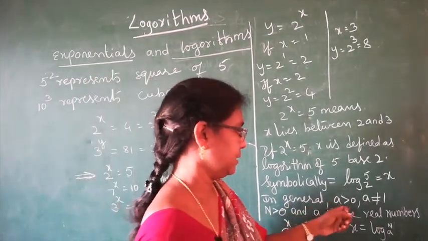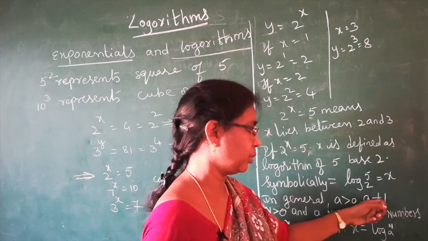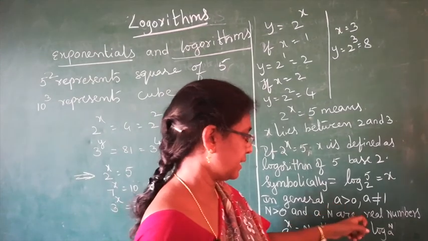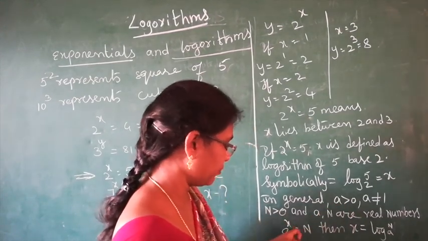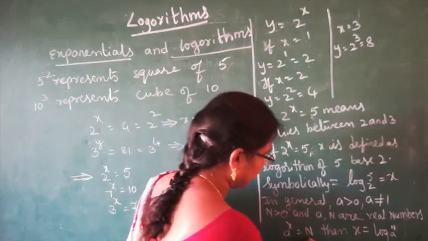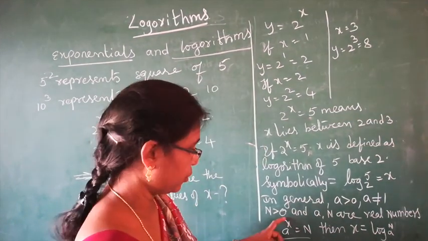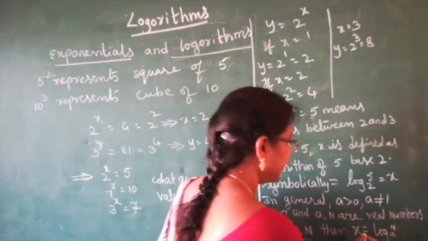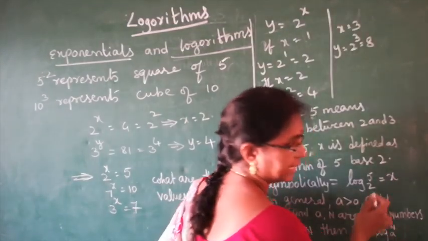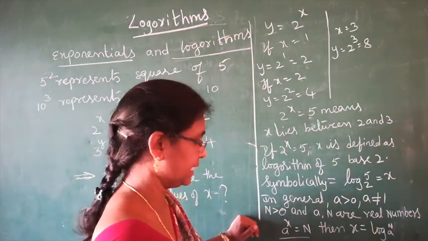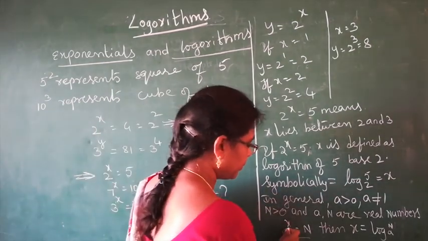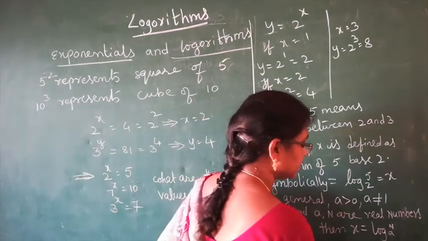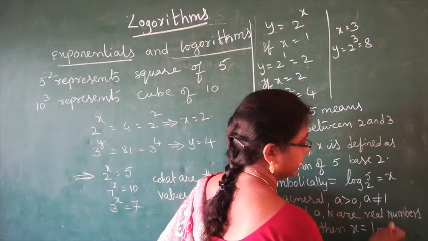Now, in general, a is greater than 0 and not equal to 1, and n is greater than 0, and a and n are real numbers. Then a to the power of x is equal to n. This is called exponential form. Then how to write it in logarithm form? x is equal to log n base a. This is the general form of log.